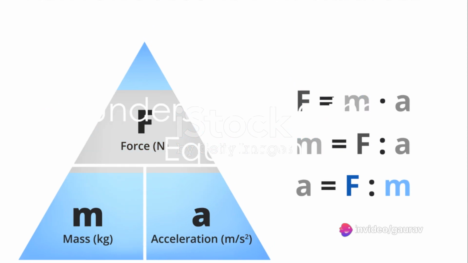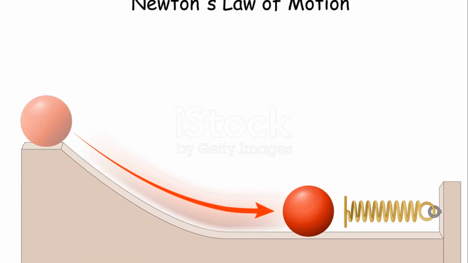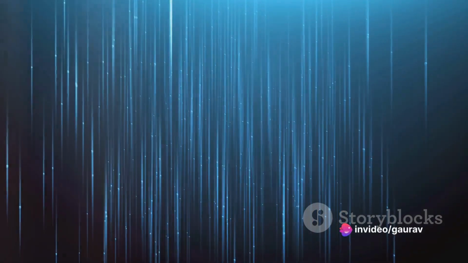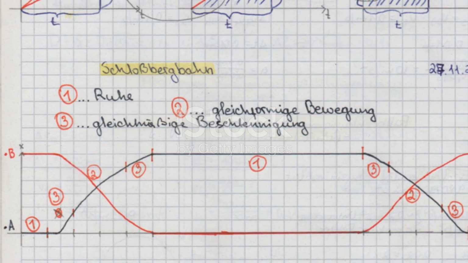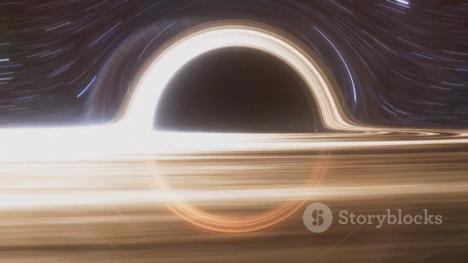When you put it all together, the equation F equals ma states that the force applied to an object is equal to the mass of the object multiplied by its acceleration. This means that if you apply a force to an object, it will accelerate or change its speed or direction. The greater the mass of the object, the less it will accelerate. Conversely, the less mass an object has, the more it will accelerate.